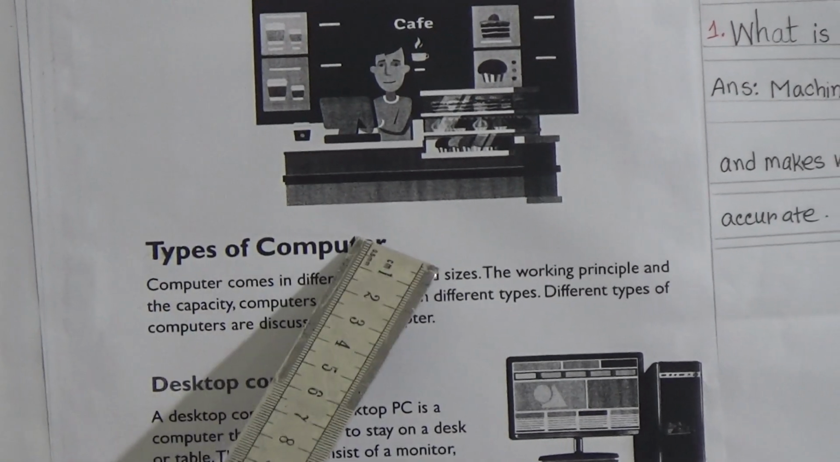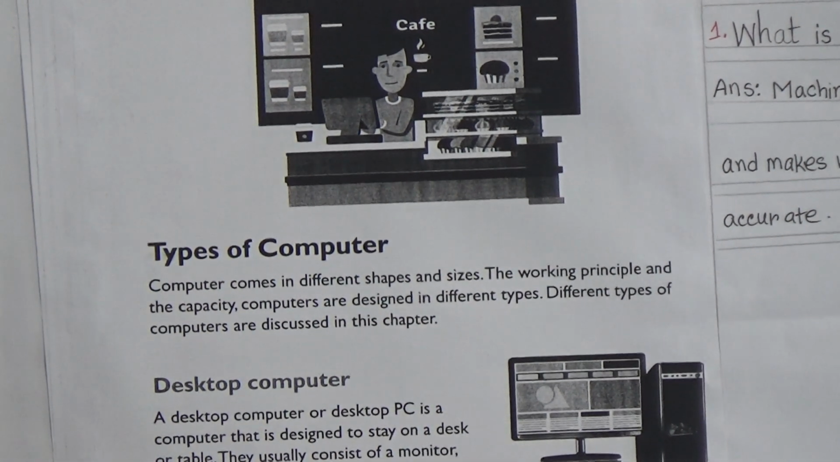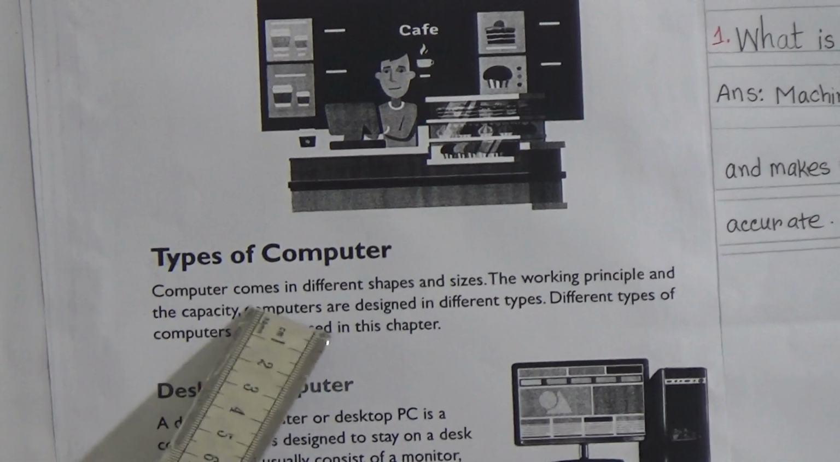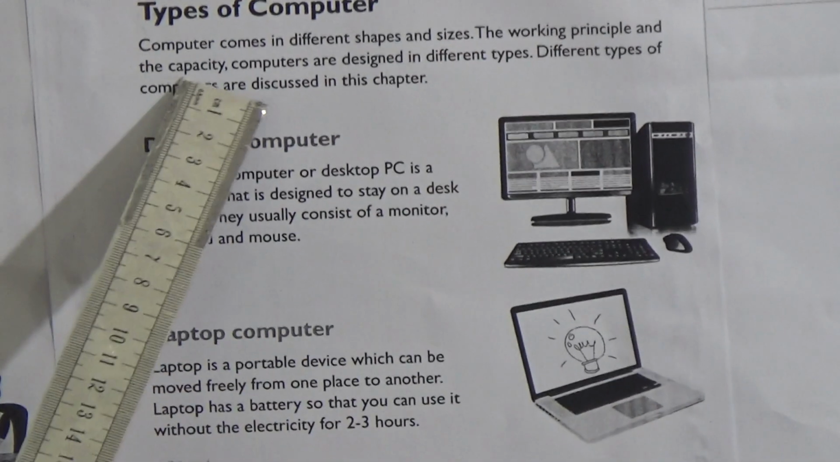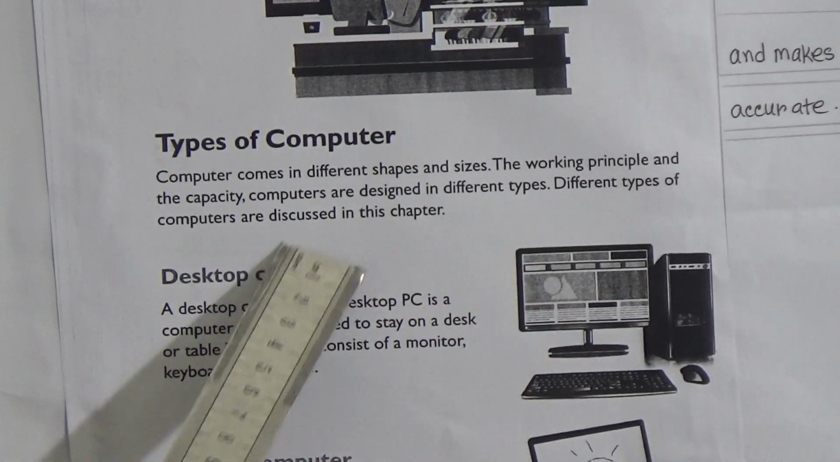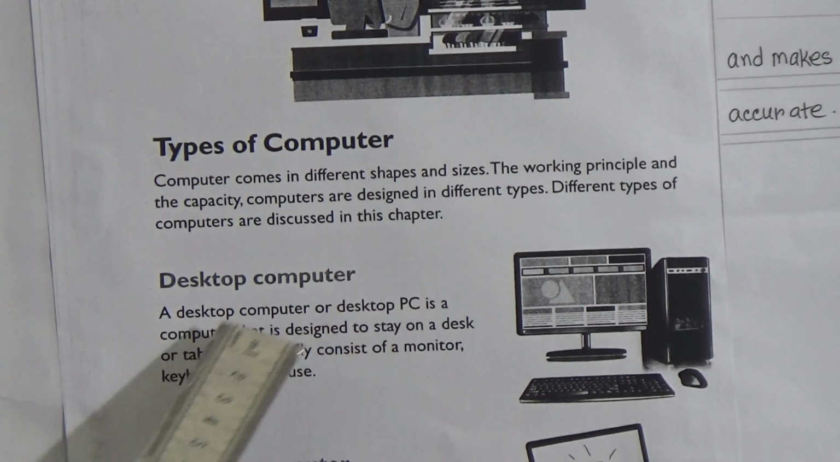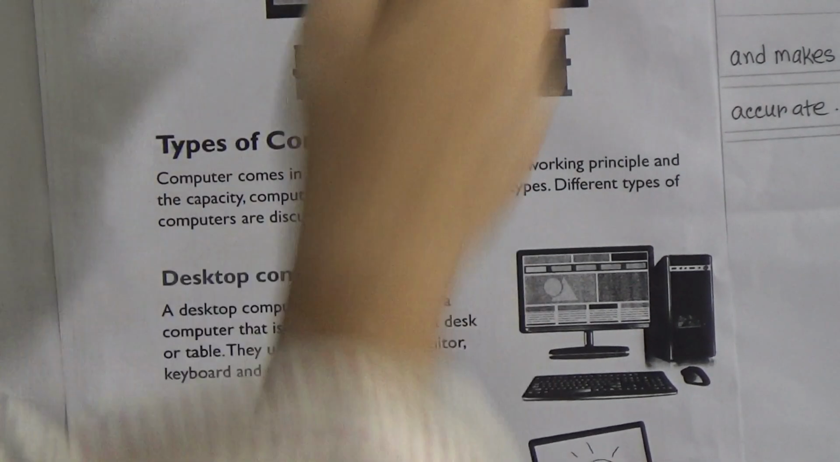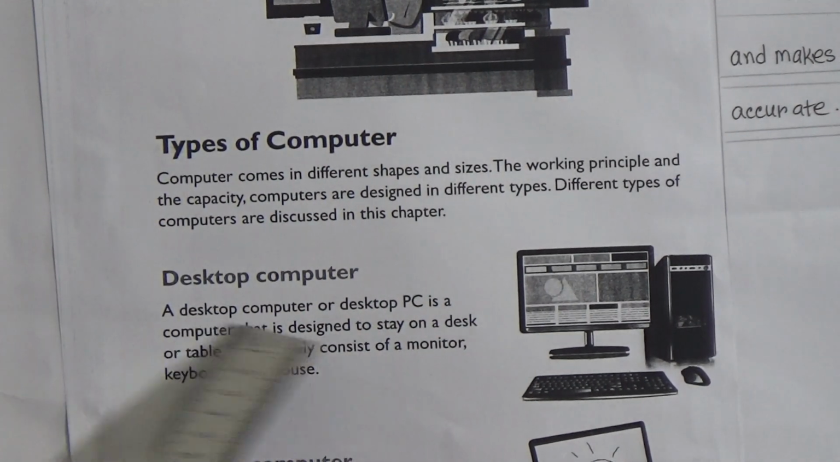There are types of computers. There are several types of computers, but in your book there are 3 types of computer. Computers come in different shapes and sizes. The working principles and the capacity of computers are designed in different types. Different types of computers are discussed in this chapter: desktop computer, laptop computer, and palmtop computer. Now I explain desktop computer.